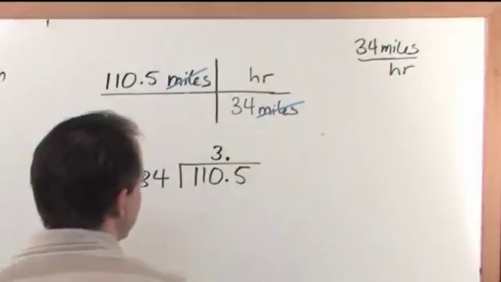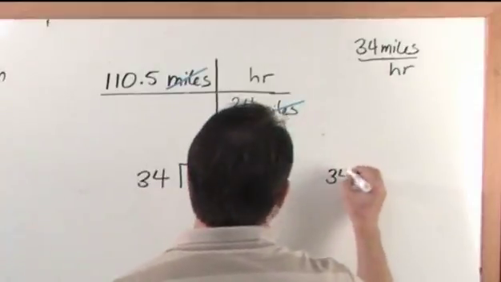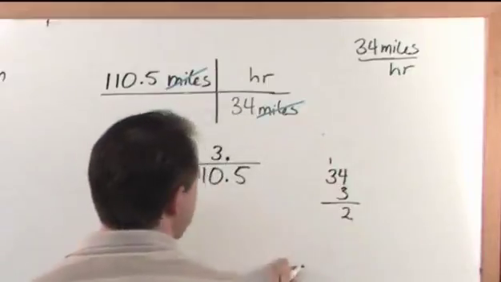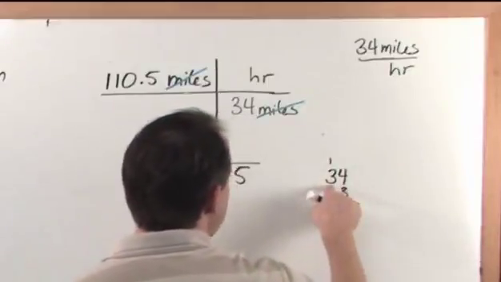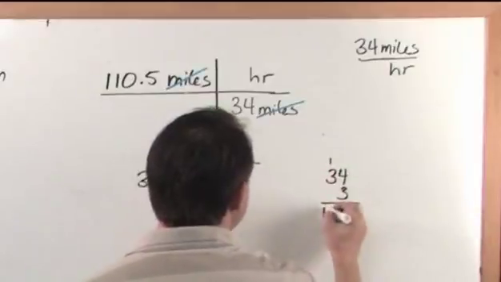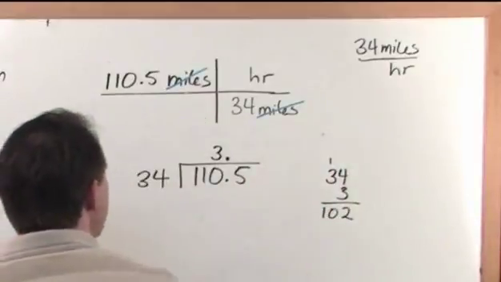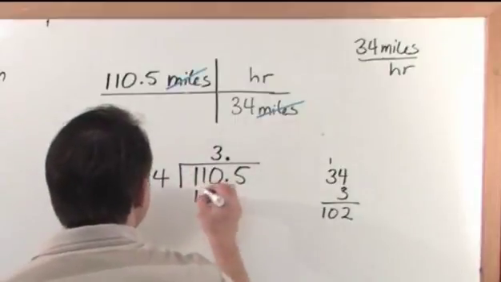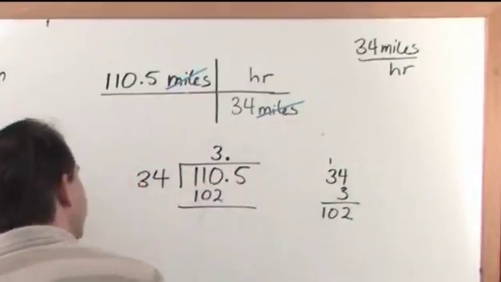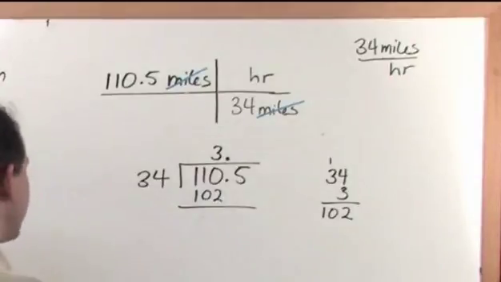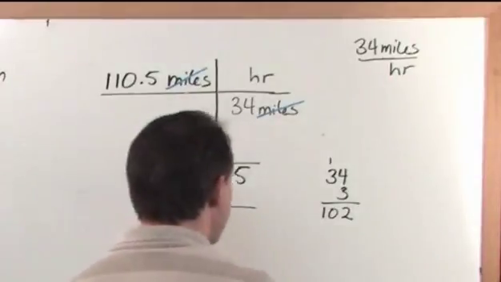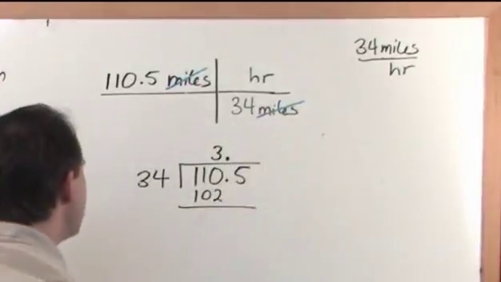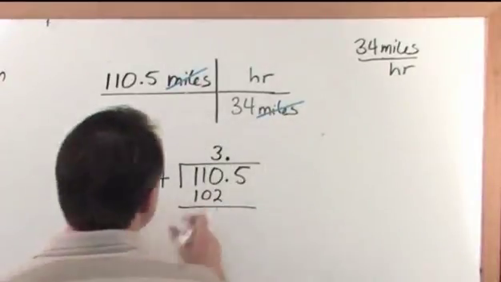Okay? And I think you can convince yourself here because 34 times 3, 3 times 4 is 12, okay? And 3 times 3 is 9, plus 1 is 10. So you get 102 here. So by putting a 3 here, 3 times 34 is 102, which is pretty darn close to 110 without going over. So that's why that's the right answer there. Okay, that's why it goes in 3 times. Okay, so it's 102, and now we have to subtract.